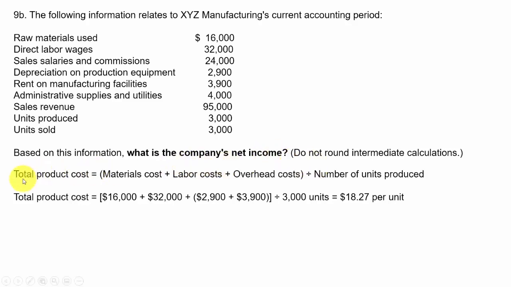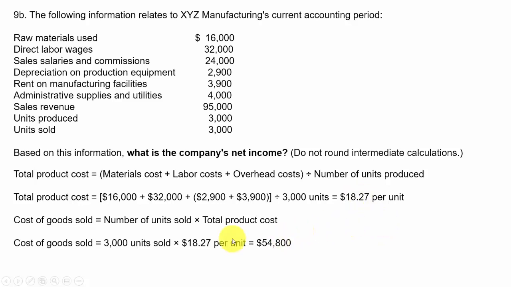So to get the cost of goods sold, we're going to take the number of units that we sold, which in this case was 3,000, times the total product cost per unit, which was $18.27. And our cost of goods sold is going to be $54,800. That's the 3,000 units that we sold times the cost per unit of $18.27, giving us a total cost of goods sold of $54,800.